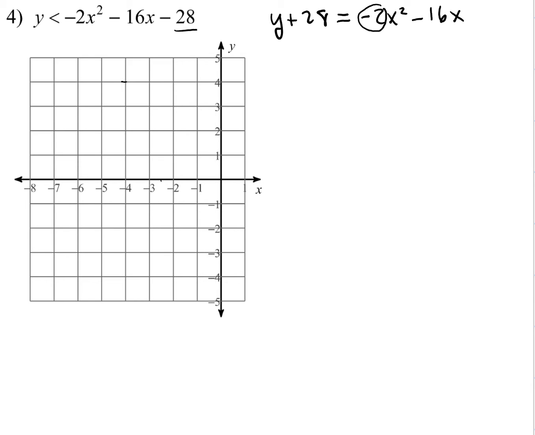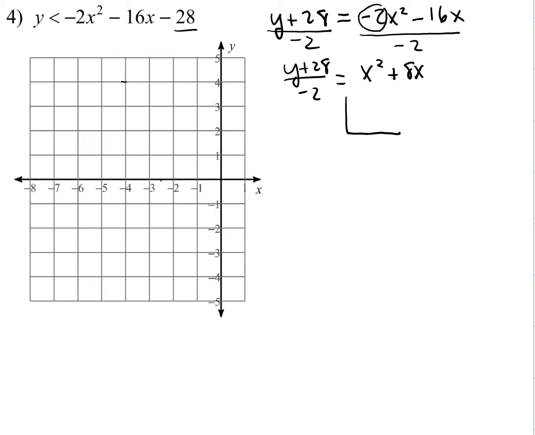So this right here cannot be negative 2. Since that can't be negative 2, what we're going to do on both sides is divide by negative 2. And so then we end up getting y plus 28 divided by negative 2 equals x squared plus 8x. And now what we want to do is complete the square.